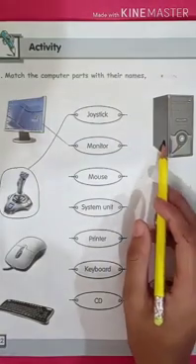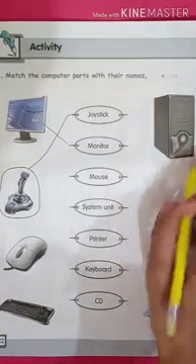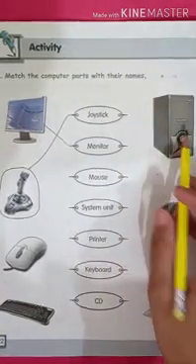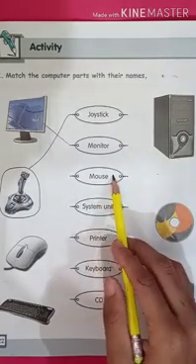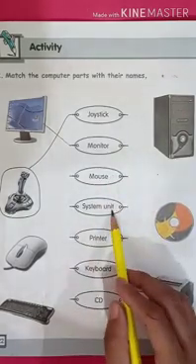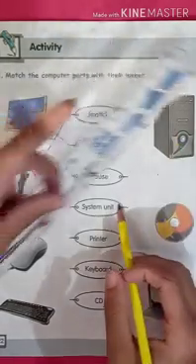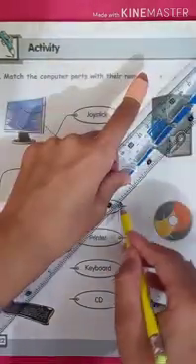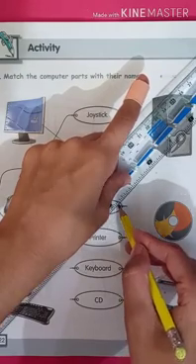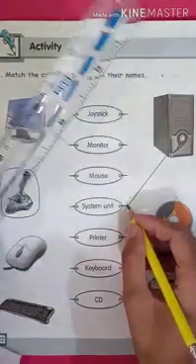The next one is system unit. Now find the system unit. Name of system unit is this one. No. Is this? Yes, this is system unit. Match the system unit with name. Yes, like this. Look at the next one.